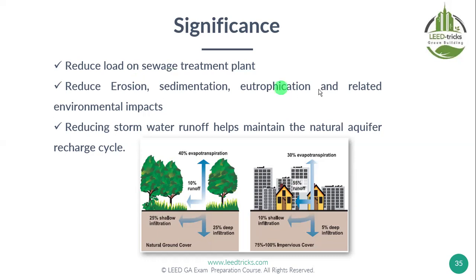Reduce erosion and sedimentation and eutrophication. What is eutrophication? I will show you now. Stormwater management: reduce stormwater runoff, help maintain a natural aquifer recharge cycle, because it will not impact the natural aquifer. It is the rock where the water accumulates, in the wells and so on.